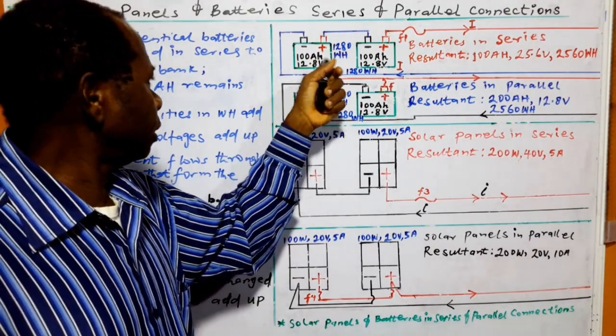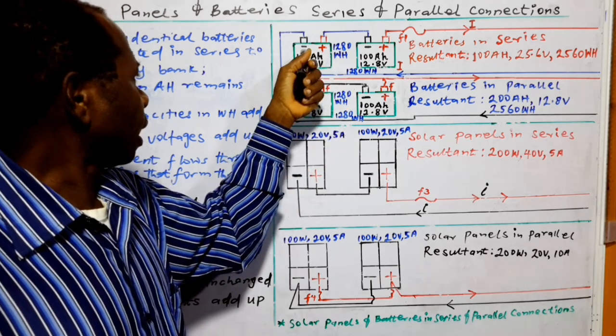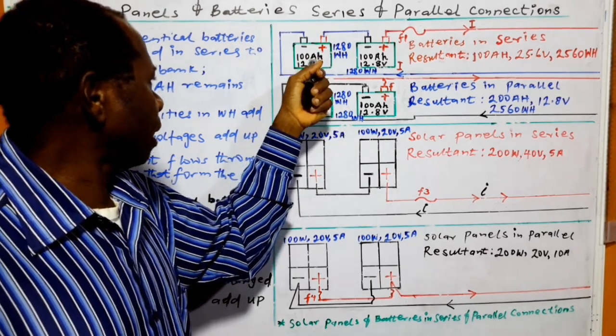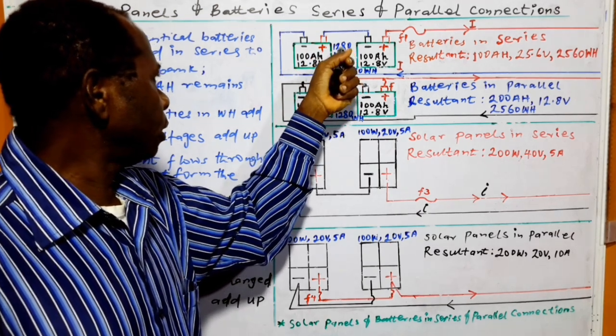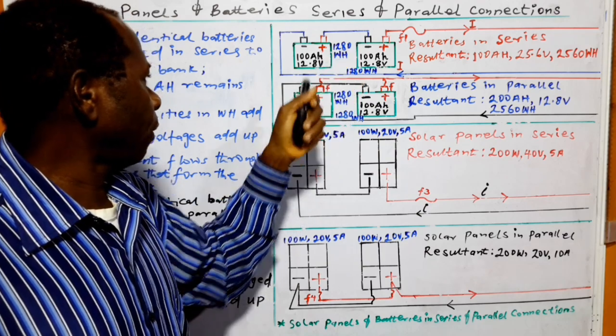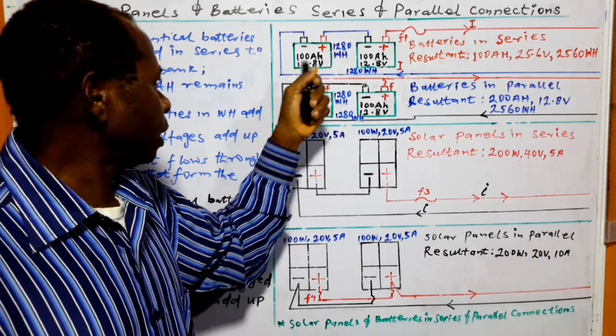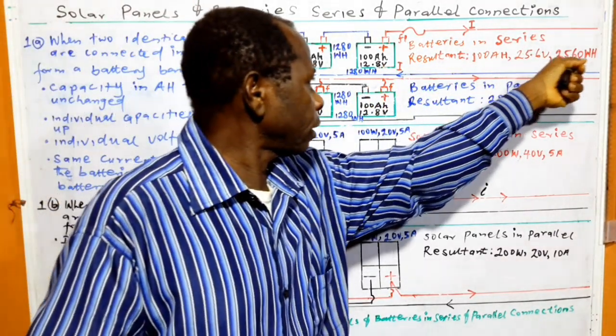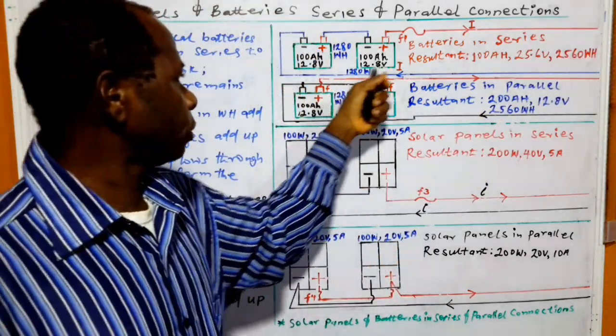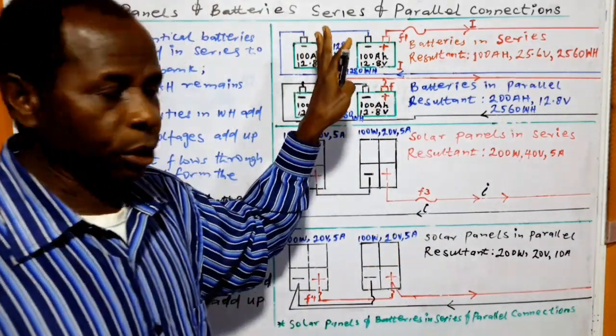Here, in this case 1, the capacity of each of the batteries is 100 ampere hour, then 1280 watt hour at 12.8 volts. And these are the resultant ratings, that is the ratings after the combination.